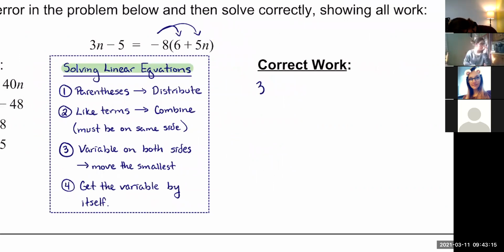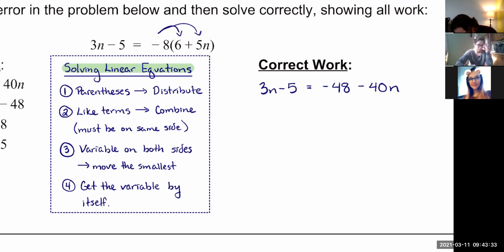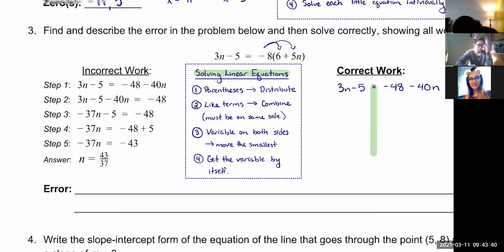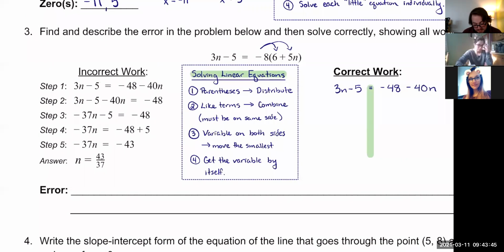So I have 3n minus 5 equals -48 from the -8 times 6 minus 40n. Put my good old guideline in there, keep us on track, hopefully. How does that compare to their first step? So step 1 looks good.